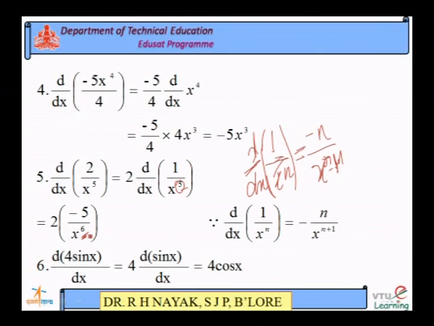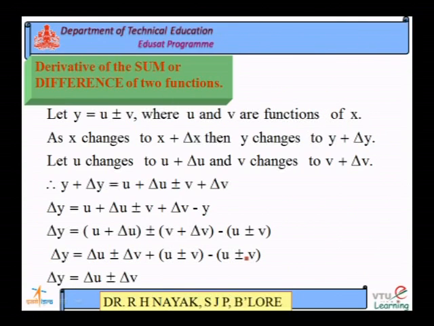You see the sixth one, d by dx of 4 into sin x. 4 is what? 4 is a numerical constant, it is taken outside. Differentiation of sin x is what? Differentiation of sin x is cos x. So, that is differentiation of constant into function.